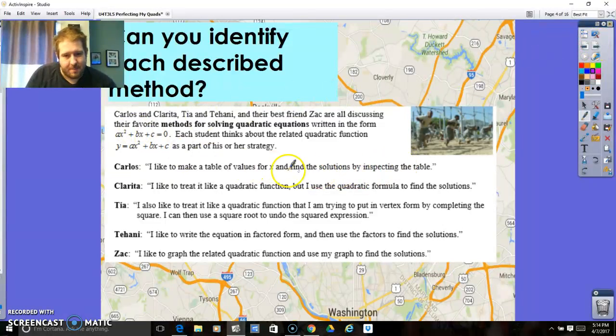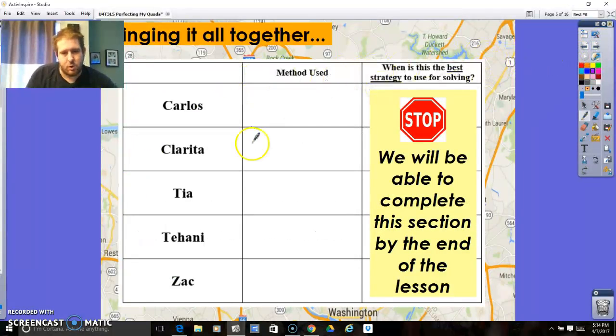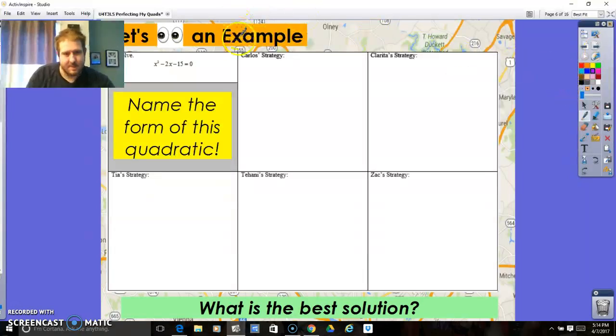Now, the two new ones happen to be those tables. So table is going to be what Carlos likes to do, and Clarita likes to use the quadratic formula. So we're going to use all those methods. Now, I'm going to talk about this at the very end because really the point of this lesson is for you to use all the different methods and get the answers, and then determine, well, what would the problem look like when that method is the best or the easiest?